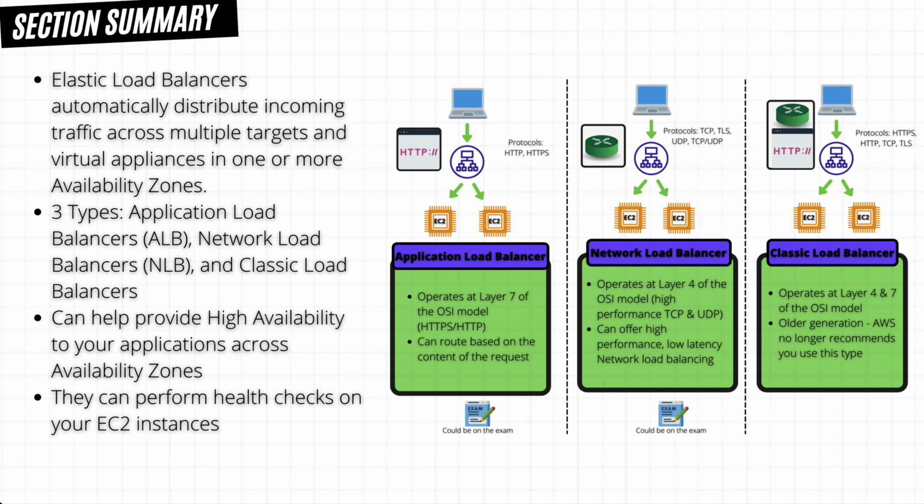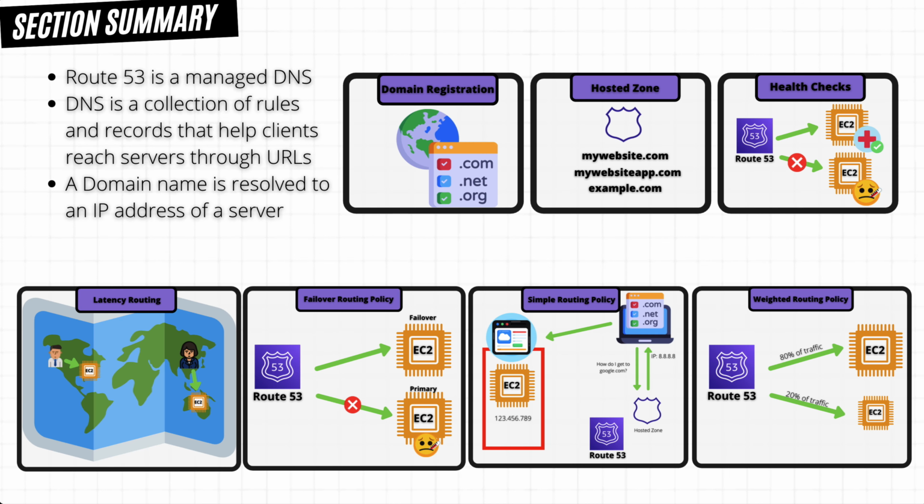And finally, we have the classic load balancer. This type of load balancer operates at both layer 4 and layer 7 of the OSI model. Since this type of load balancer is becoming deprecated, it shouldn't really show up on your exam. Now, don't forget about DNS, or the Domain Name System, which is a translator for domain names to IP addresses.